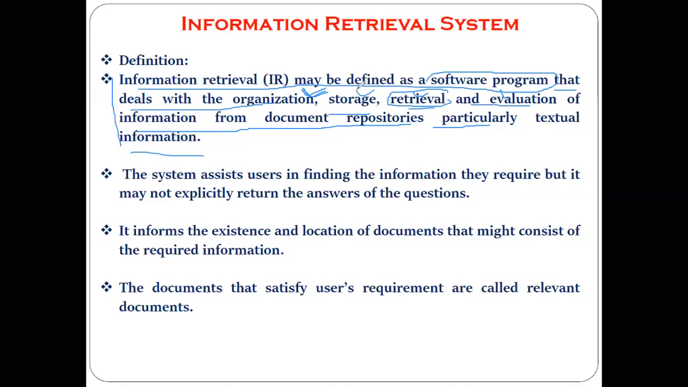Then it also does the functioning of the storage and the evaluation of the information, in the sense ranking of the information, ranking of the documents, etc. So this system assists the user, this system helps the users in finding the information they required. Most of the time we find the required information, but sometimes we might not find it. So based on that, the statement is written that this information retrieval system helps the users in finding the information they required, but it may not be explicitly written, the answer of the particular question.